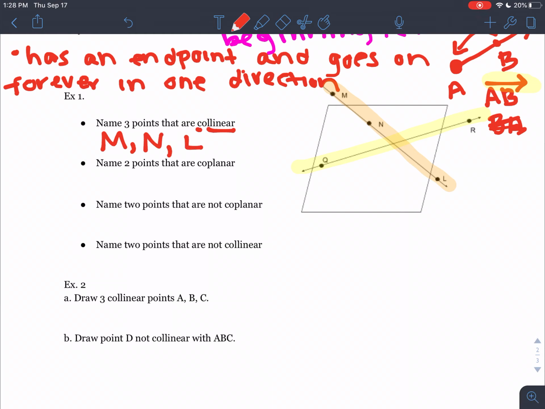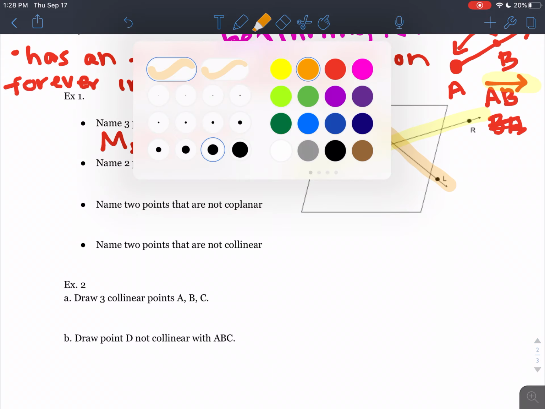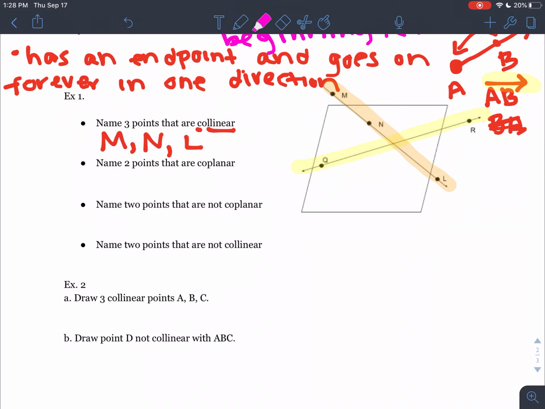Name 2 points that are coplanar. So this means I'm looking for 2 points that are on the same plane. I see N's on this plane and also Q. These other ones don't appear to be on that plane. So we can say N and Q.